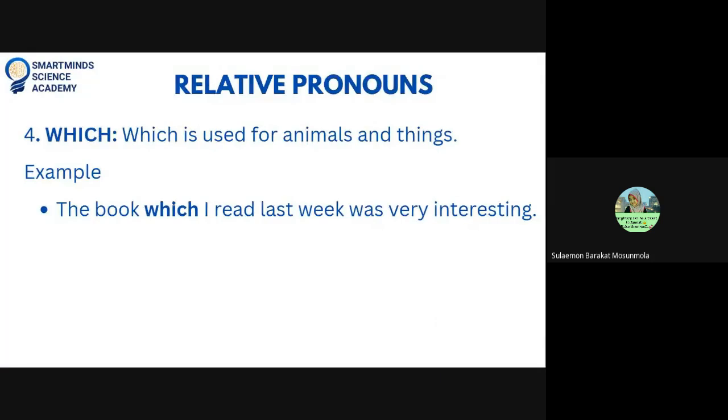Now let's proceed. Let's talk about the next one: which. You use which for animals and things. Please do not use which for humans, as in "the man which he talked about is here." So we have which used for animals and things. The book which I read last week was very interesting. So you use which when you talk about what? When you talk about animals and things. The book which I read last week was very interesting.